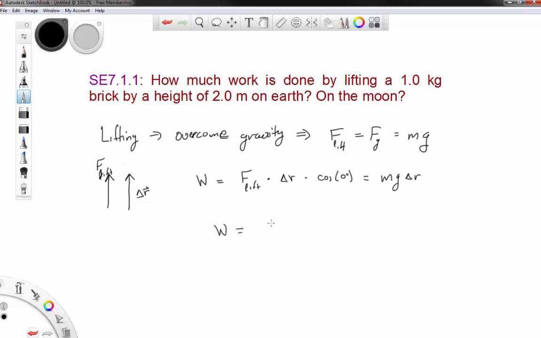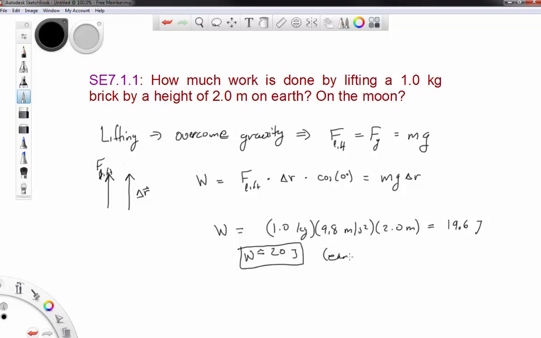So work is going to be 1.0 kilograms times 9.8 meters per second squared times 2.0 meters. If you multiply all these things together, 2 times 9.8 is 19.6 joules. So we have meters squared per second squared times kilograms. And with the correct number of significant figures, this becomes 20 joules. Okay, that's on the Earth.